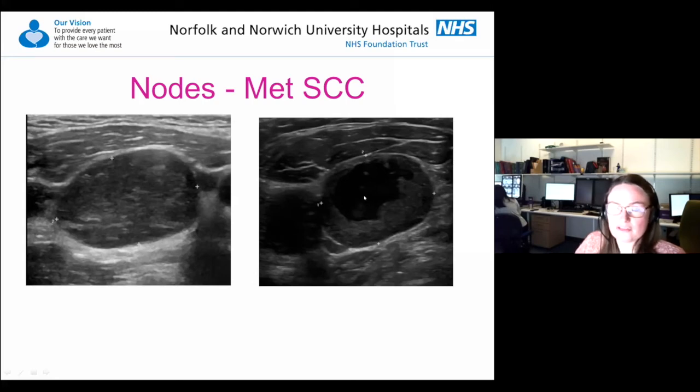And sometimes these nodes can be very, very large with quite a small occult primary, and they present with the neck node. But if you ever see a node with cystic change within it, you've got to be concerned that it is a metastatic SCC. And we would always go on and biopsy these if we saw them.